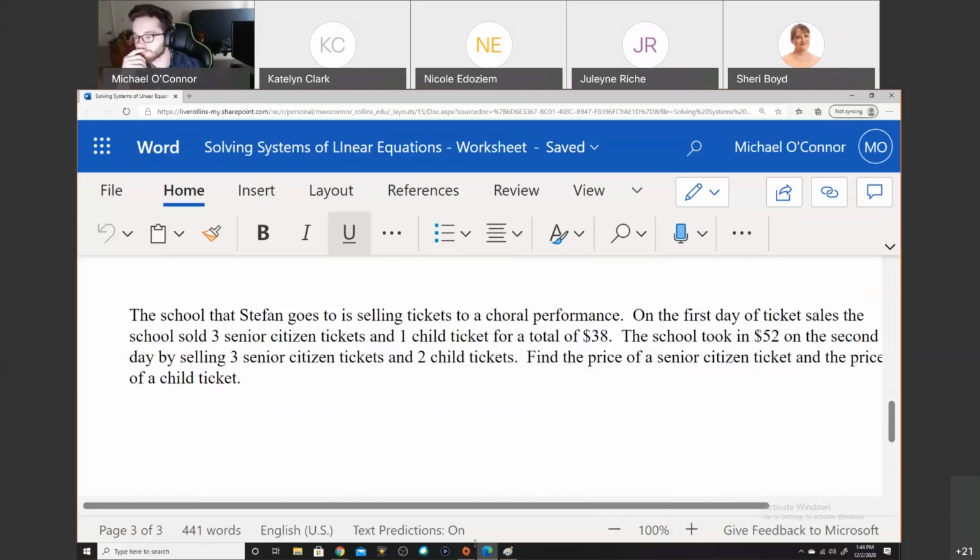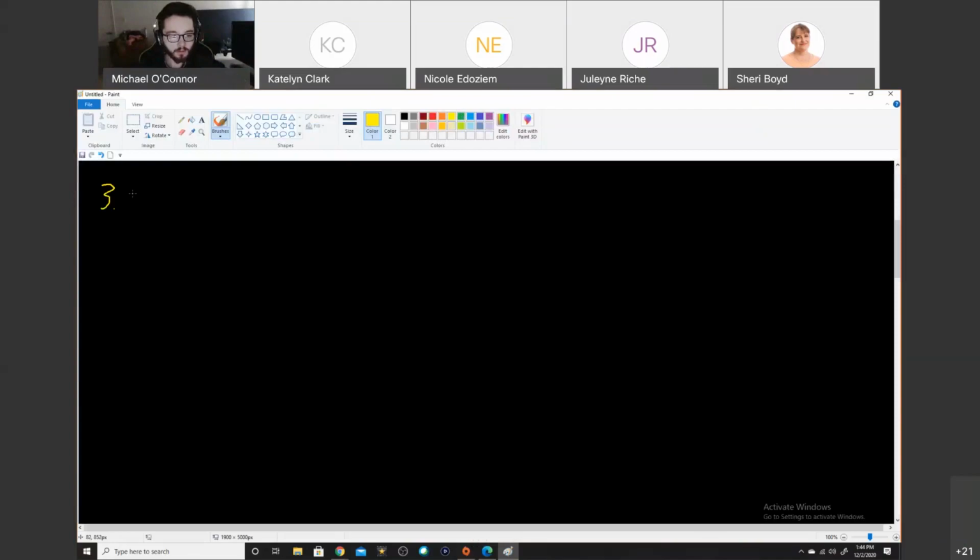Okay, it's about 1:44. Does anybody want to walk through what they did for this problem? I had two equations. I made S represent the price of the senior citizen ticket and C the children's price. So my two equations were 3S plus C equals 38, and 3S plus 2C equals 52. It's very smart to have your variables reflect what you're doing in the actual problem. That's a really good way to keep track of things. So how did you go through and solve this?